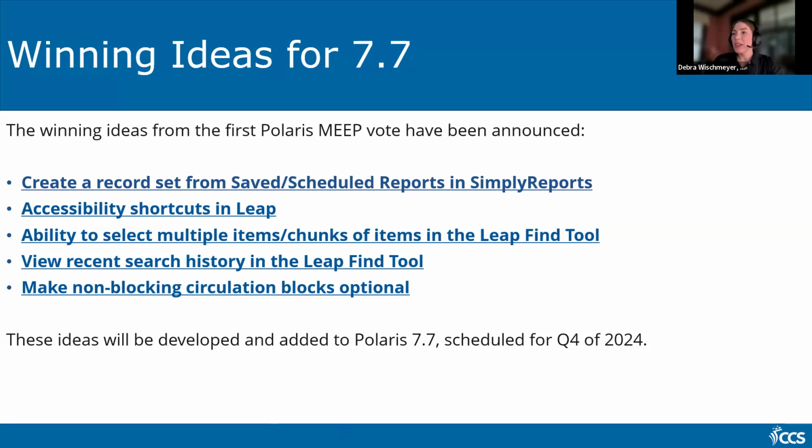The next feature that will be coming in 7.7 is the ability to select multiple items or chunks of items in the Find tool using Shift-Click. This is going to be great, I think. So instead of having to click in your Find tool each record individually, you will be able to just use your Shift key to select a range of records to then add them to a record set, do a bulk change, whatever you might need to do with those. This is something that has been asked for years now, so we are really excited to see this coming to LEAP again in 7.7 later this year.